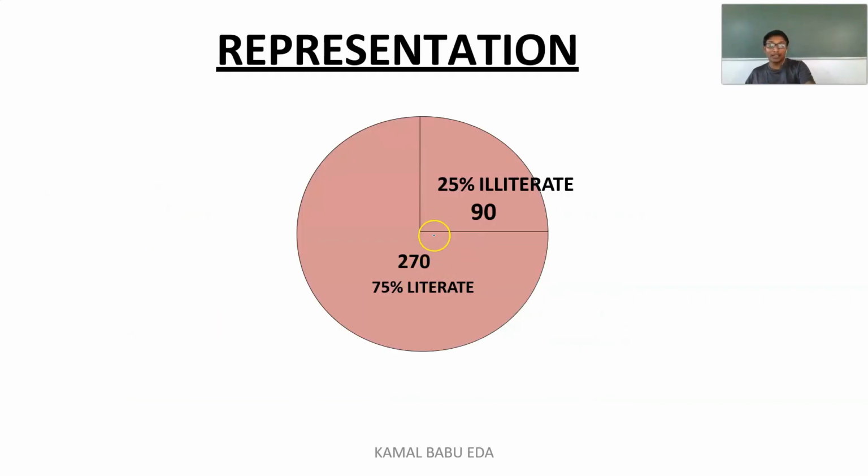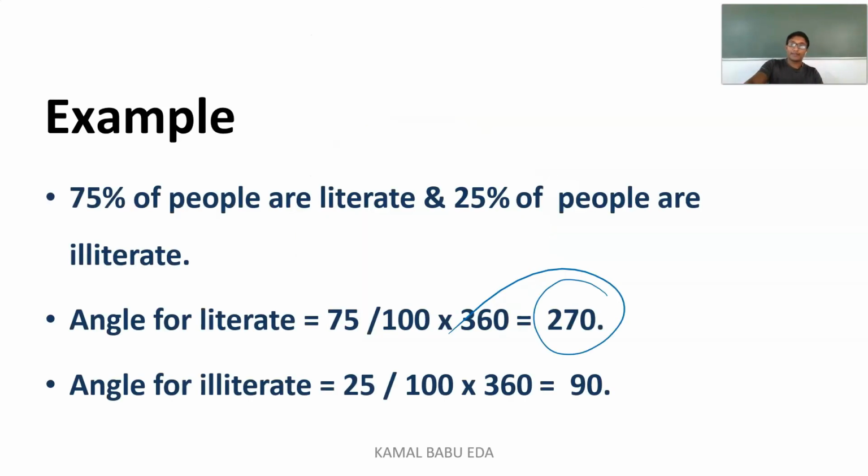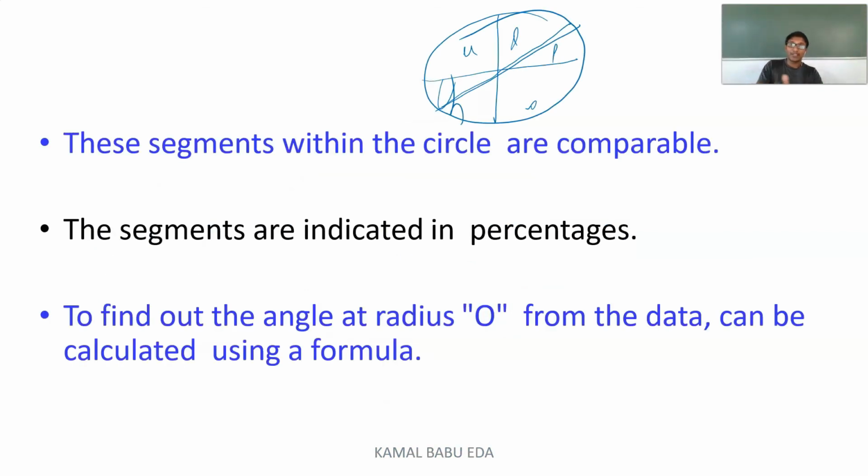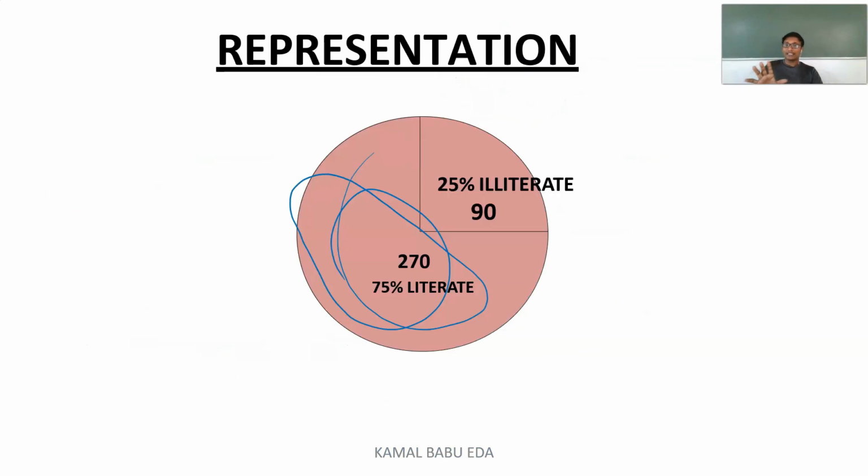So here the angle for the literate is this much. This is the area that is represented for the angle for literate. About 75% of them are literate, meaning they are educated, and 25% are illiterate, so the angle for them is 90 degrees. So here the angle is 90 and the other angle is 270. Likewise, mainly based on the radius, we are calculating the data here. So this is the representation.